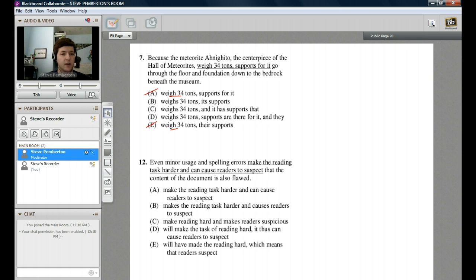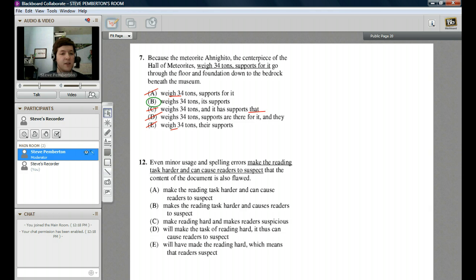Weighs 34 tons. Its supports go through the floor, or you could say, and it has support that go through the floor. You wouldn't say that go, you'd say that goes. So C is wrong. B versus D. Weighs 34 tons. Its supports go through the floor. It's okay. Supports are there for it, and they go through the floor. It's just an incredibly wordy way to say the same thing. So we'd prefer answer B.